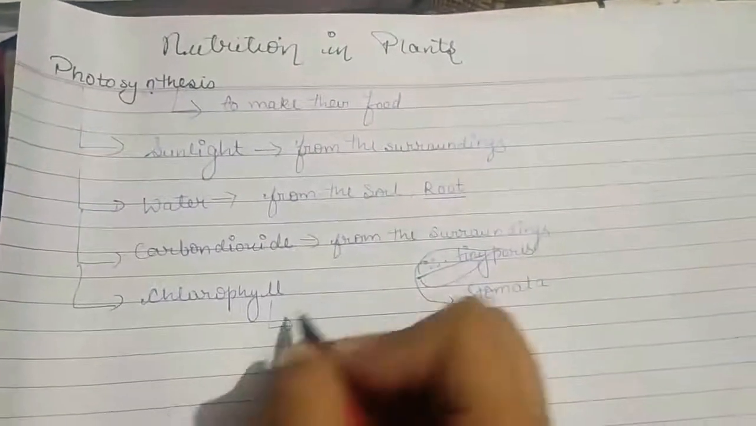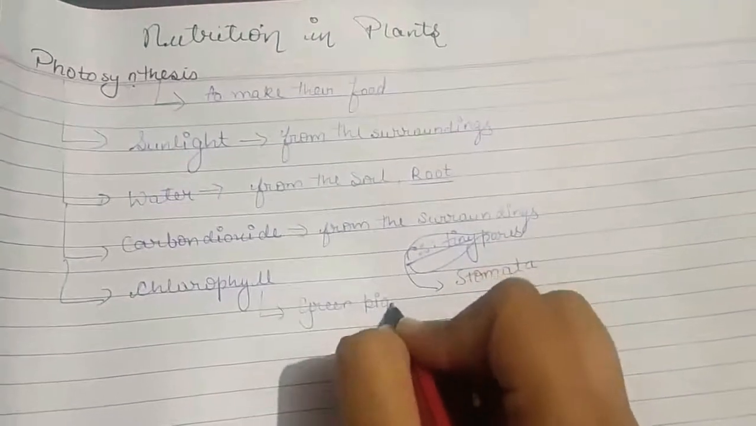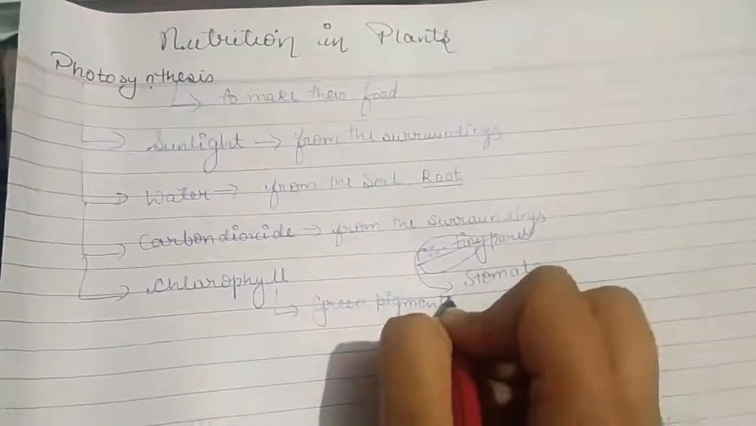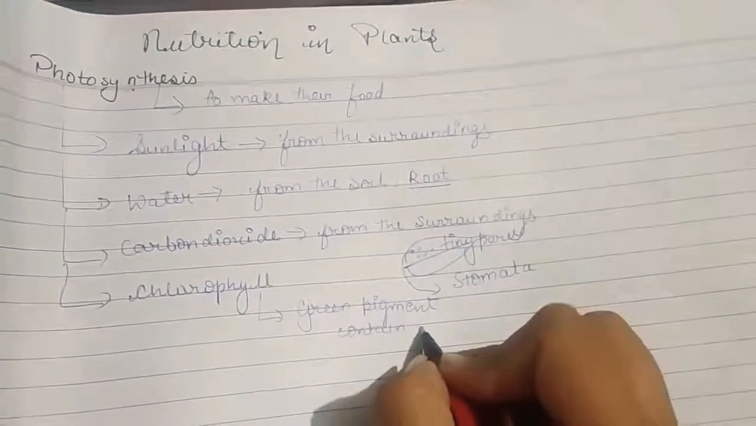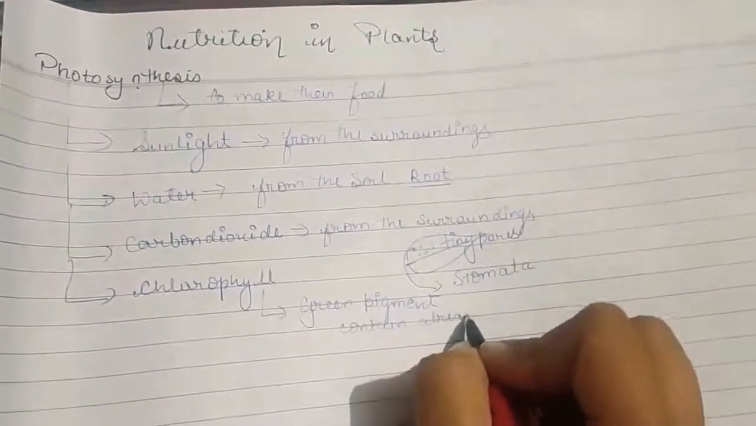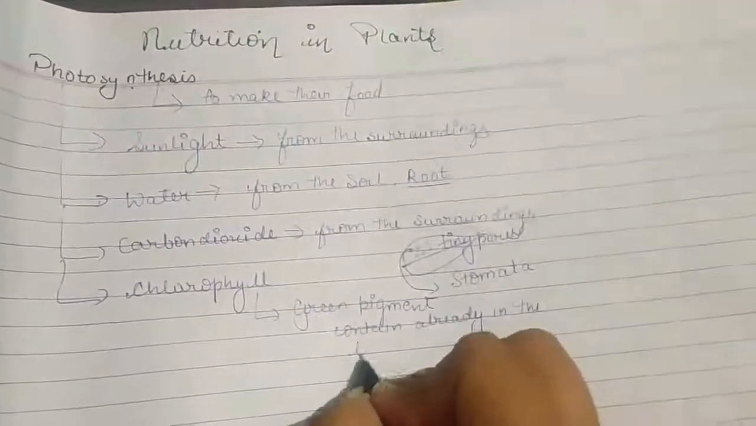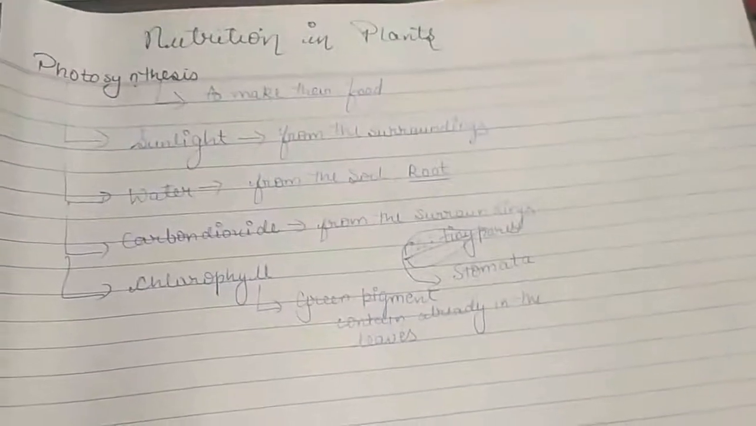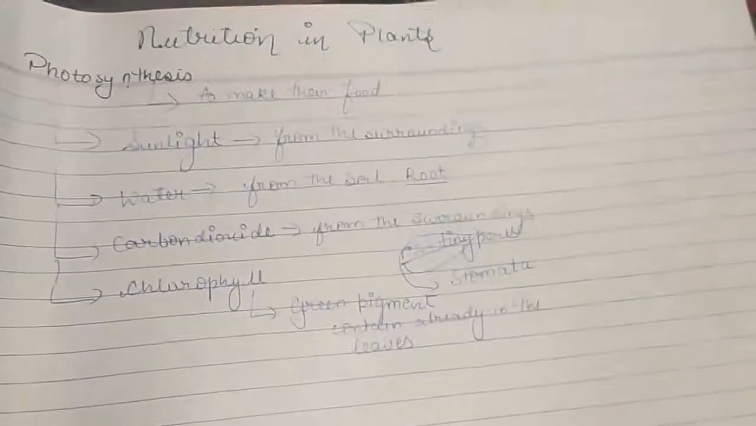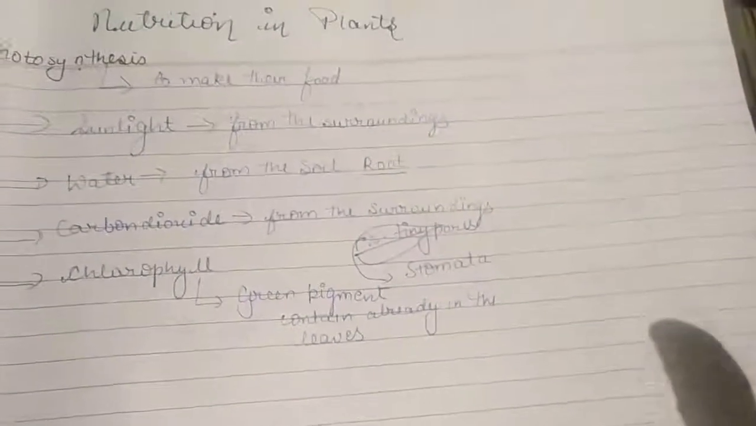And chlorophyll is the green pigment already contained in the leaves. So, in this class we are going to discuss what happens during the process of photosynthesis. For this, I will take the help of a diagram.